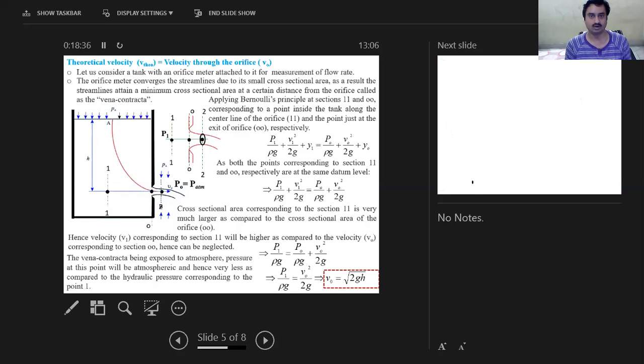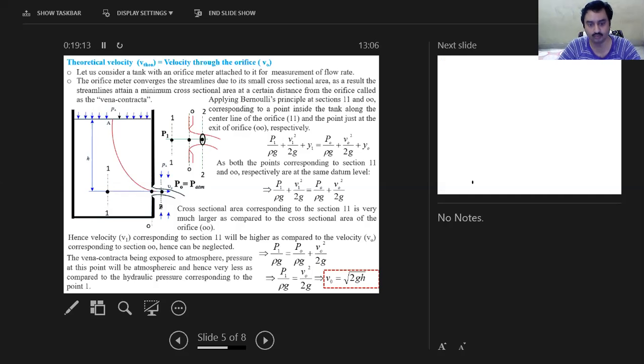That is called my theoretical velocity, because the term theoretical corresponds to the orifice. That's why I got V0, the velocity of the flow at the orifice, as the square root of 2gh. Fine, I got the theoretical velocity. Now I need the actual velocity. Remember, actual velocity means the velocity of the flow at the vena contracta.